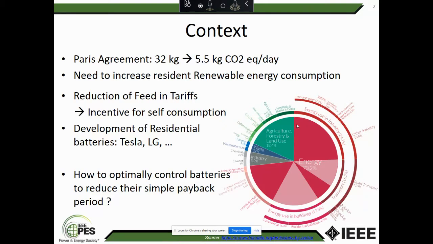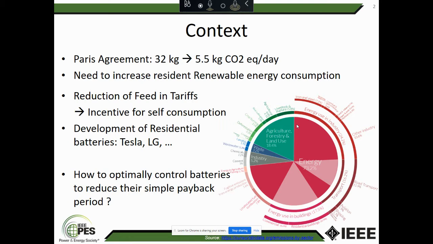With self-consumption, rooftop PV is one of the most convenient distributed generation options for residences. Unfortunately, PV doesn't produce at the time at which we consume, given that most of our consumption is during the evening or night. So there has been a recent development of residential batteries, such as Tesla's batteries, LG, and other manufacturers. With that development comes the question of control of batteries.